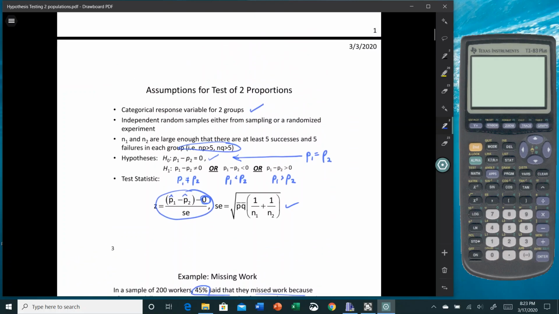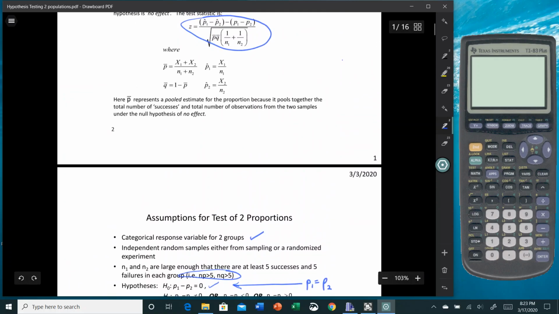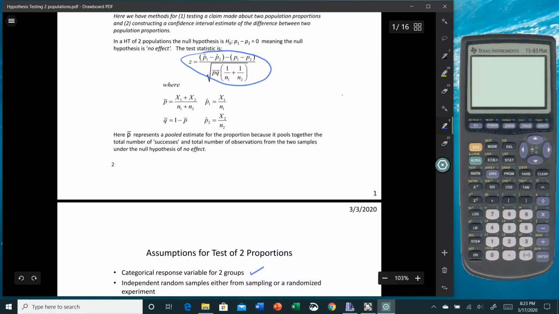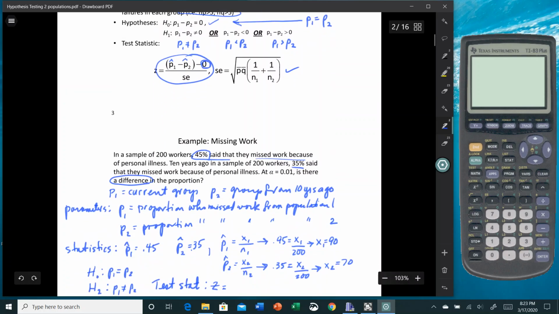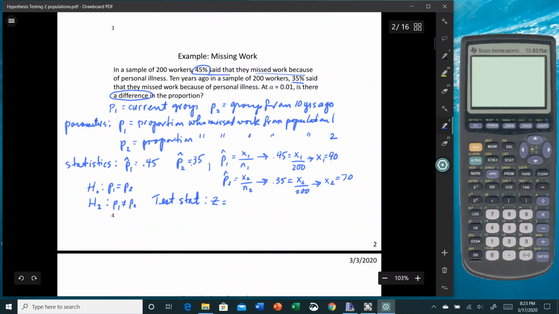Yeah, that's not so good. Those should have been hats, so I just saw there's an error here. Fix that in your notes. Sorry about that. So that should be P1 hat minus P2 hat. Subtract the value assumed under the null hypothesis. Under the null hypothesis, the difference is assumed to be 0.